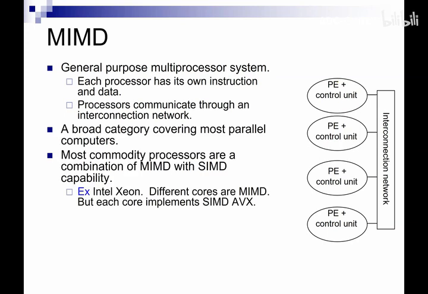Now it turns out that if you look at most processors in use, there's somehow a combination of MIMD and SIMD. For example, if you look at the Xeon processor, each of these processors has multiple cores, so each core can do its own instruction. Therefore, these different cores represent multiple instructions on multiple pieces of data.